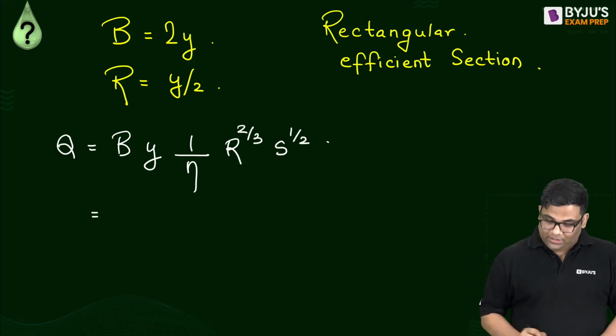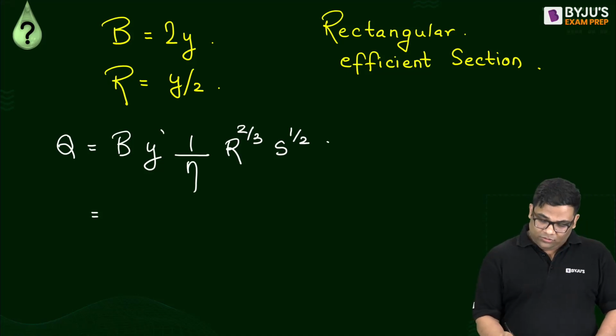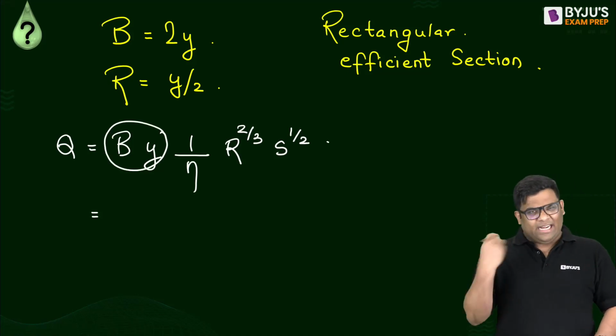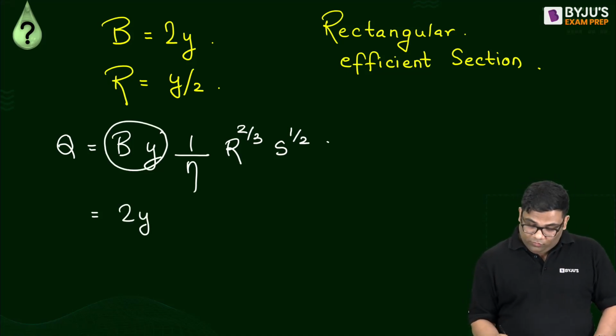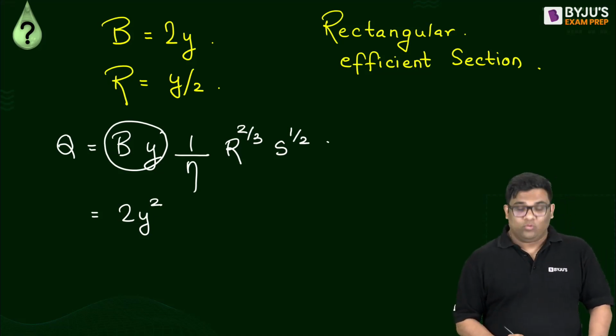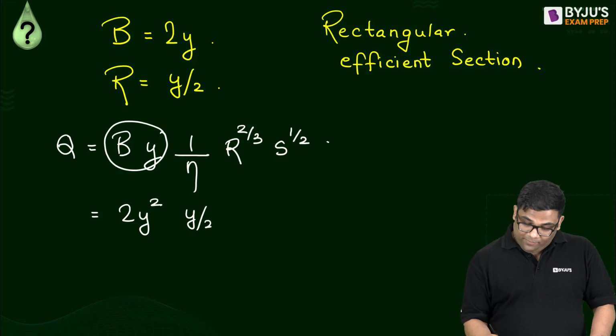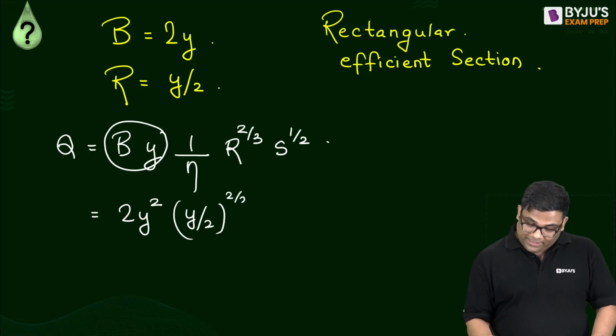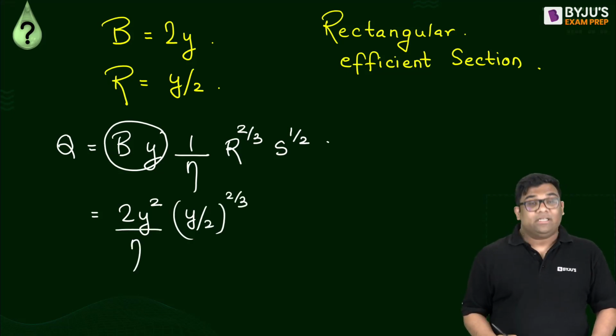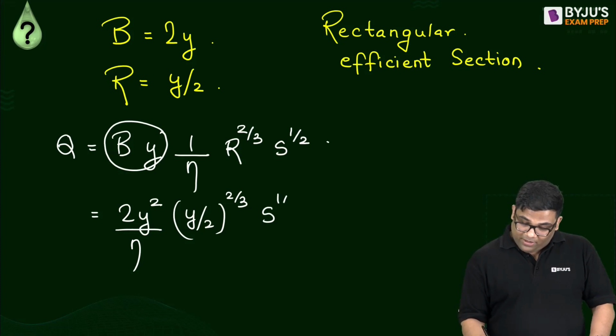You know the width, right? Width is 2 times of Y. So I can write down the area as 2y into y, making it 2y square. And then we have R equal to y by 2, so I can write Y by 2 to the power 2 by 3. Then this Manning's constant is there, and then S to the power half.